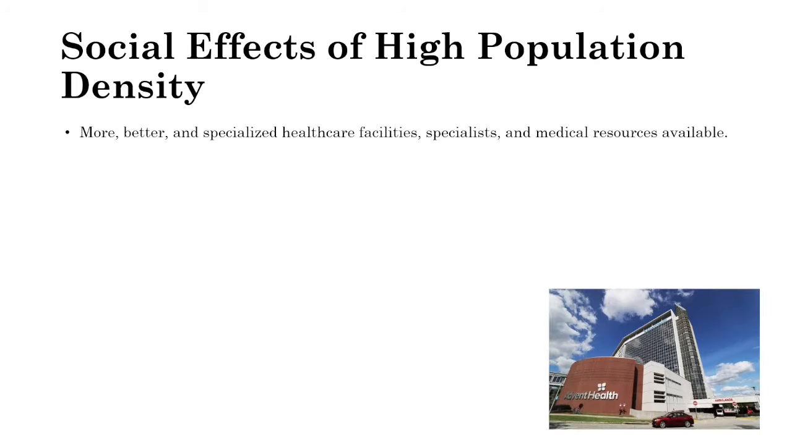Well, we see more better and specialized healthcare facilities, specialists in certain parts of medicine, as well as more and diverse medical resources. So this picture is of Advent Health in Orlando, Florida, and this facility has the most hospital beds out of any hospital in the nation. It has, I think, 2,200 something beds, which is a ton.